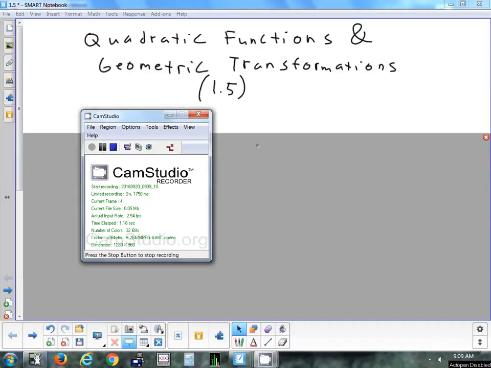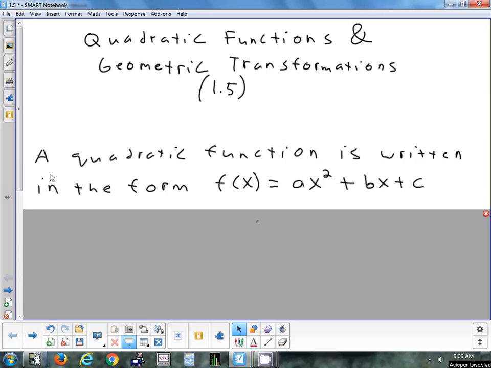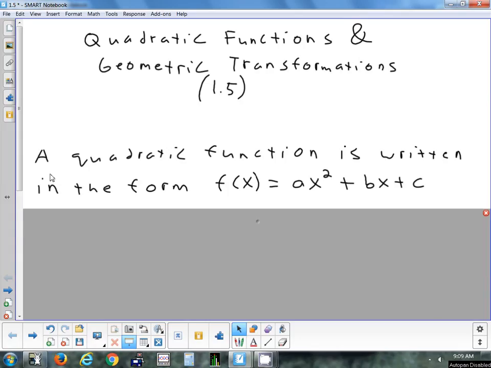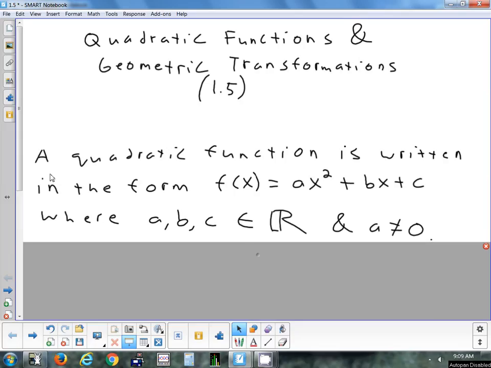Okay, so section 1.5, I'm going to take a look at quadratics and how we can transform them. Anytime you're working with quadratics, especially when you did factoring back in Algebra 1, that's probably how it was written: ax squared plus bx plus c, where a, b, and c are real numbers. We're not dealing with imaginaries. That's what that statement says.